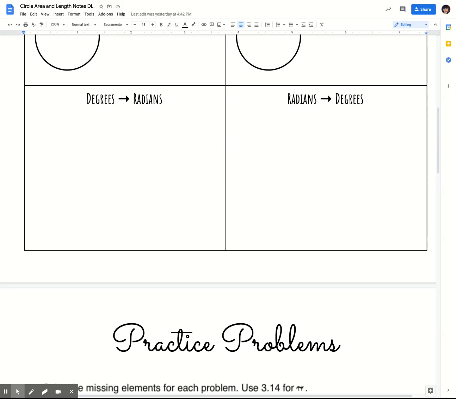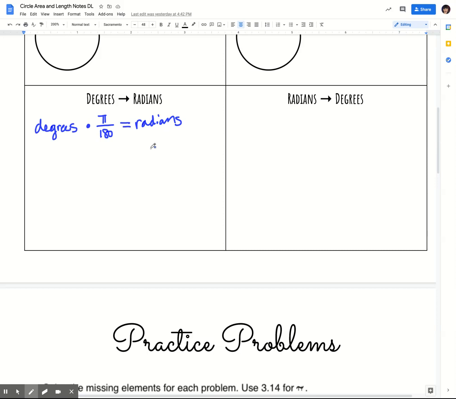In this video I'm going to provide you with the conversion rate, how to go from degrees to radians and how to go from radians to degrees back the other way. And I'll do a couple of examples for you. So the rule, if you start with degrees and you want to convert your degree measurement into a radian measurement, you multiply the degrees by pi divided by 180. That is going to give you your radian measurement.